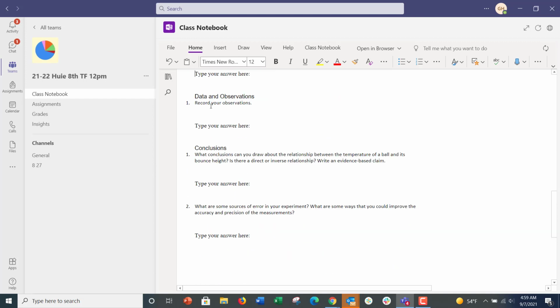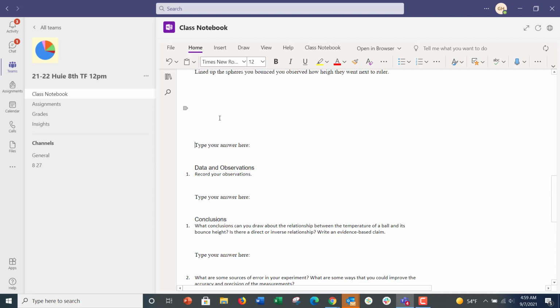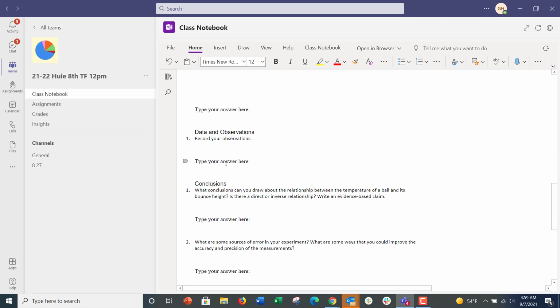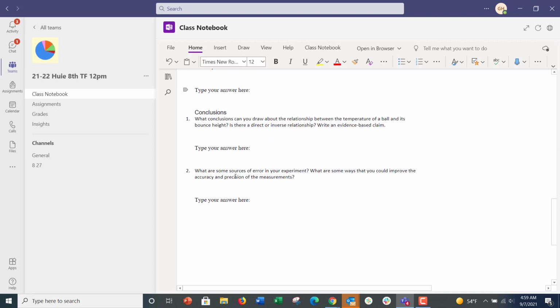All right. Data and observations. So let me make sure I didn't miss one. Record your observations. So here you just tell me what you saw. What did you observe when you dropped those different spheres that were made of different materials? Conclusion, what conclusion can you draw about the relationship between the temperature of the ball and its height?